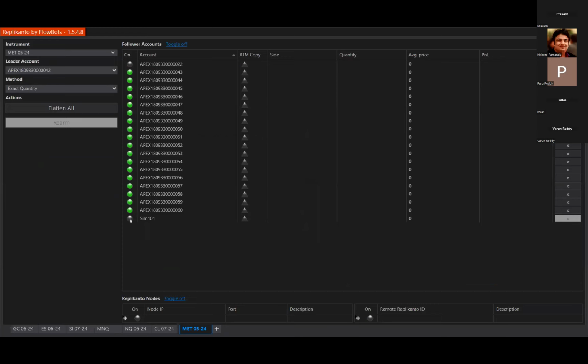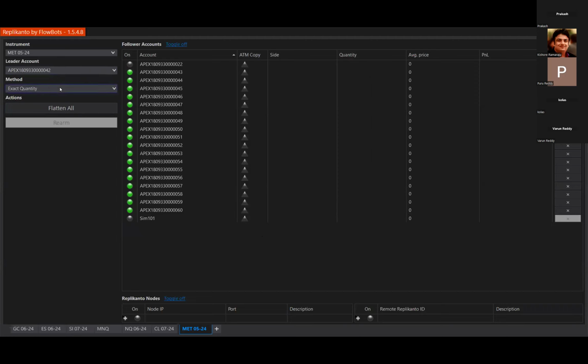How about this one, Kishore, the SIM? Do I need to add that? That is not required. That is just a simulation account, so even adding it won't help you. Okay. So apart from this, do I need to do anything here for the side and quantity? Nothing. Okay. So this also looks good, right? I just want to make sure, Kishore, that's it.